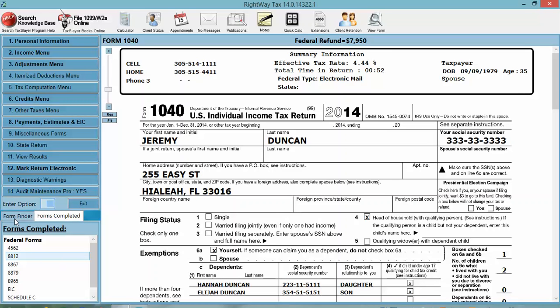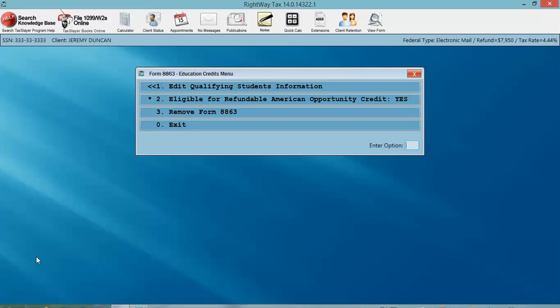So if I go to Form Finder right here and I type in 8863, it's going to give me my form, or I could type in education credit or one of those keywords and it'll get you where you want to go. So I'm going to click on the form here and it's going to pull it up here. So here is the Form 8863.